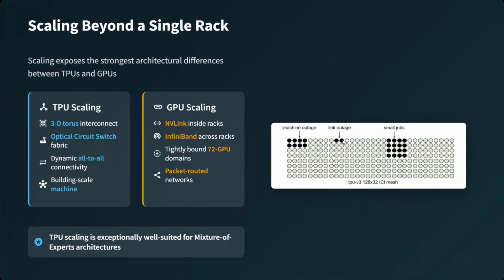Scaling beyond a single rack. Scaling exposes the strong architectural differences between TPUs and GPUs. So, talking about how a TPU scales, it has 3D torus interconnect, optical circuit switch fabric, dynamic all-to-all connection, building a warehouse scale machine. While GPU scaling is NVLink inside racks, InfiniBand across racks, and a tightly bound GPU domain with packet routed networks. TPU scaling is exceptionally well suited for mixture of experts architecture.